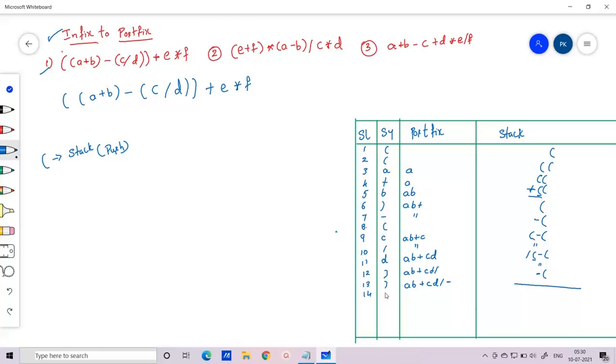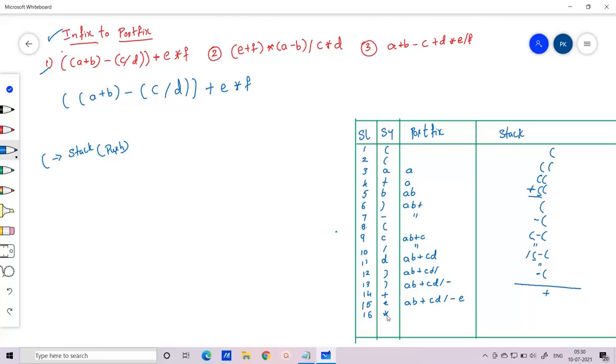Now the 14th character we have is a plus operator. Plus is an operator, so I'll directly add that onto the stack. Next, the 15th character is E, which is an operand. When you see E, it has to be written onto the postfix expression. So I'll get the same expression, that is AB plus CD divide by minus and E. And coming to the next character, the 16th character, we have a multiplication symbol.